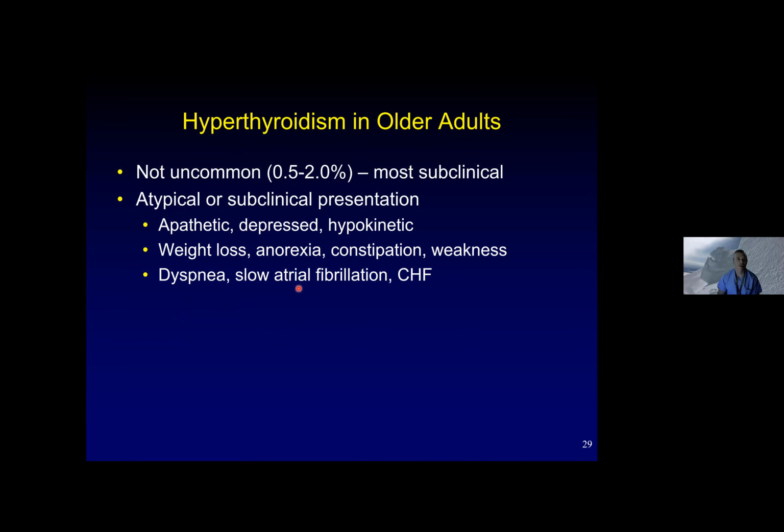The prevalence of hyperthyroidism in the elderly is somewhere between 0.5 and 2%. So it's still fairly common, and most of it is subclinical. Some of this atypical subclinical presentation can cause patients to be simply apathetic, depressed, or hypokinetic. Sometimes patients may present with weight loss, anorexia, weakness, and constipation. Sometimes a patient may present with dyspnea, slow atrial fibrillation, and CHF.